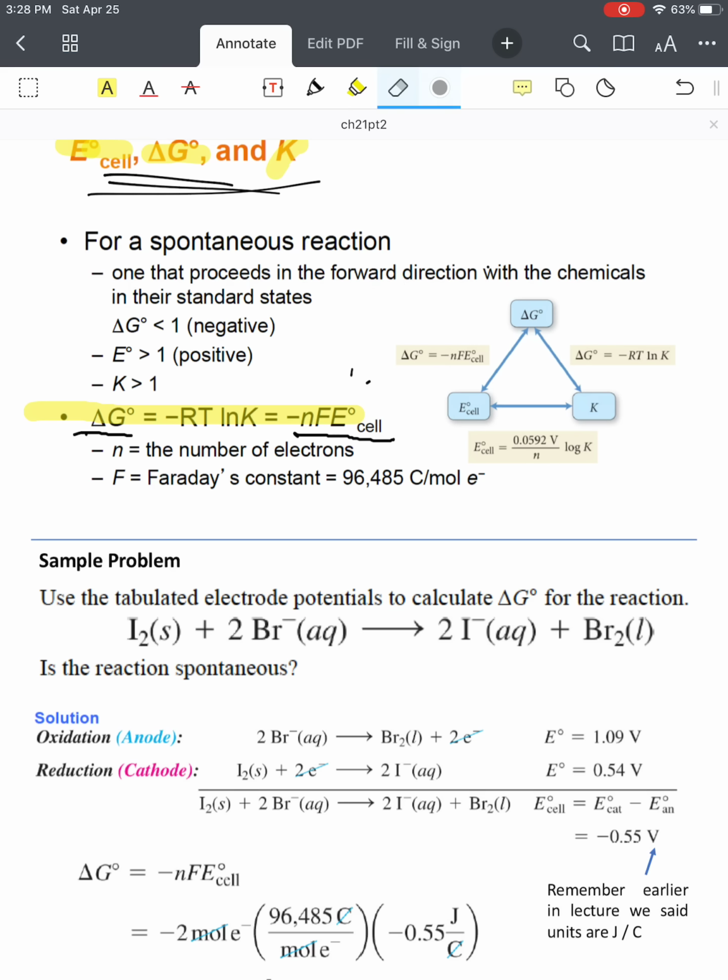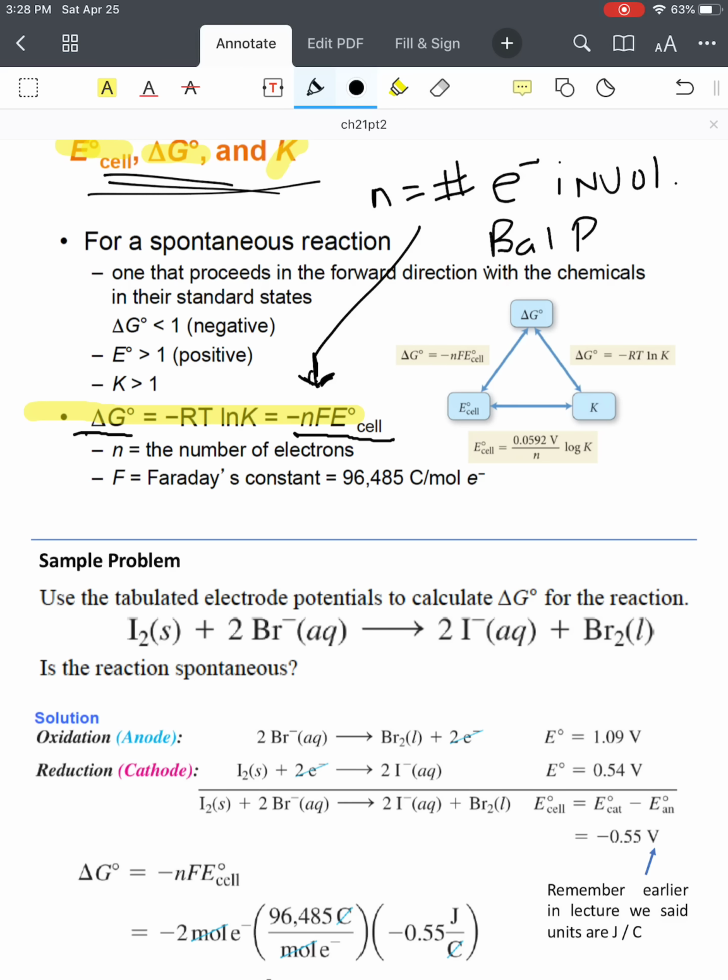But what about this third number, n? And notice that it's negative NFE, okay? What about n? What is that? Well, n is the number of electrons which are involved in the balanced chemical reaction. How many electrons are being transferred to complete the reaction as it's written?